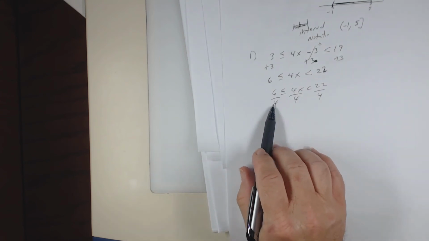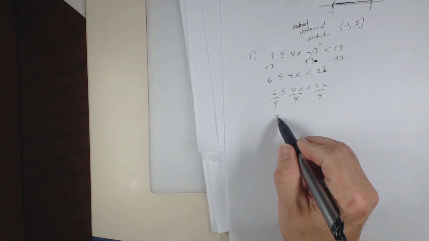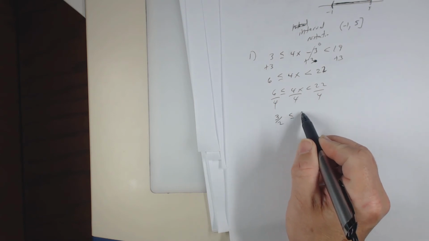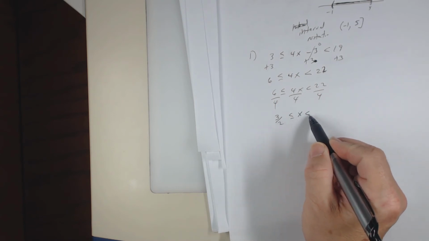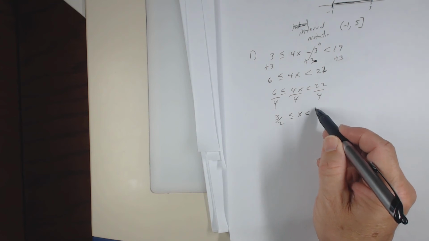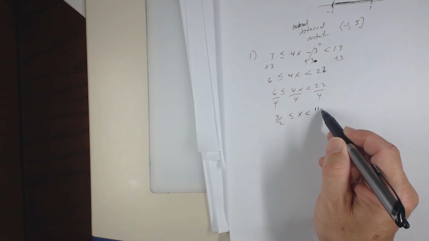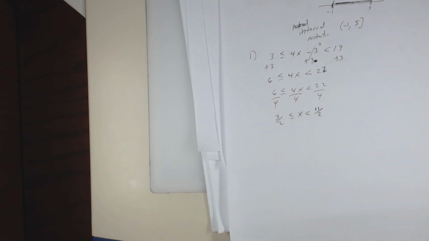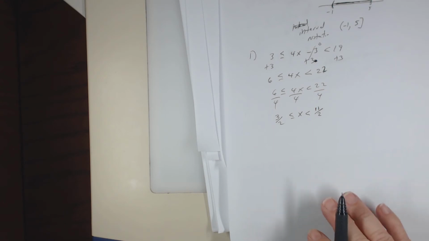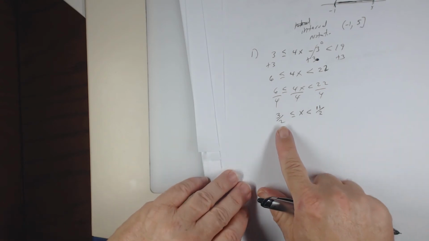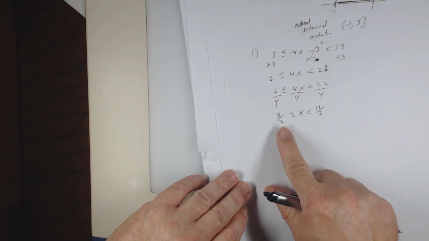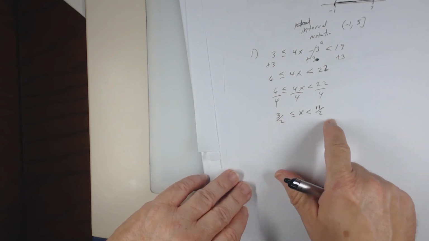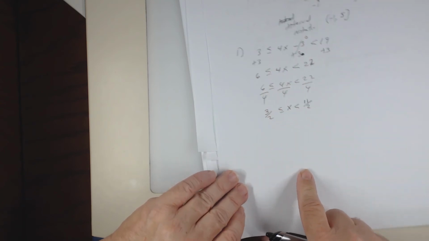And then reduce. What's 6 divided by 4 reduced? Less than or equal to, and that's just x, right? It's less than, and what's this reduced? 11. Yeah. Okay. All right. So my solutions will be between 3 halves and 11 halves, including 3 halves, but not including 11 halves.